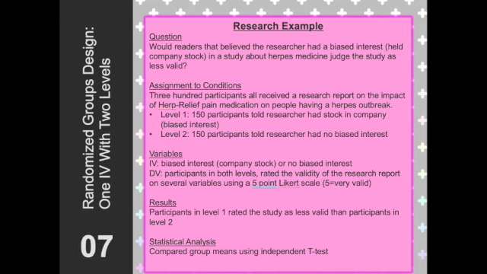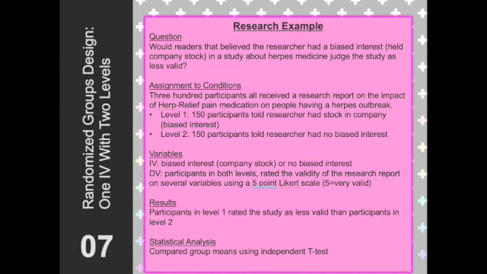So the way we could test this research question is randomly assign participants to conditions. In this example, we have one IV with two conditions. So 300 participants would all receive a research report on the impact of the herpes medicine that we're calling herp relief pain medication on people having a herpes outbreak.